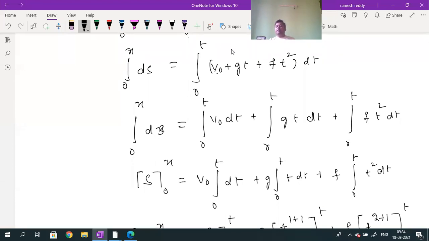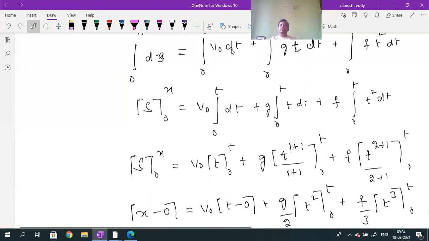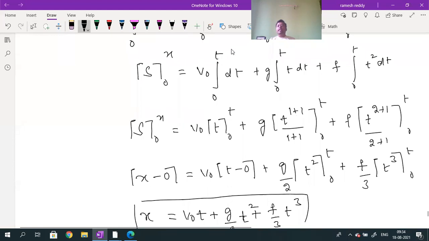integration of v naught into dt, integration of g t into dt, plus integration of f into t square into dt. What is integration of ds value? Yes, 0 to x. v naught is constant, integration of dt. g constant, integration of t into dt. f constant, integration of t square into dt. Can I write up? Which is equal to v naught into integration of dt value, t.